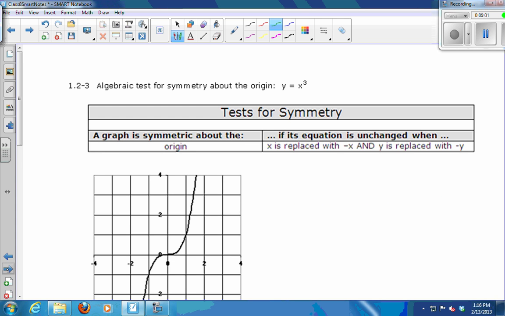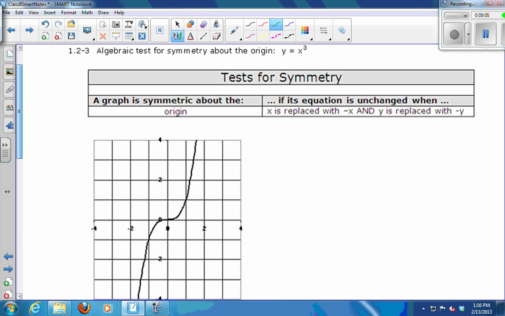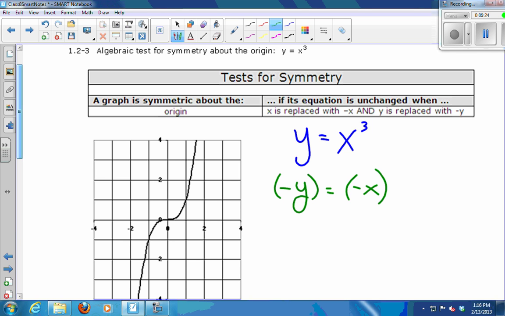All right. So now I'll show you the one for origin. We have y equals x cubed. We graph it. You see it definitely looks like it has origin symmetry. We're going to prove it with the algebraic test. Write down the original, y equals x cubed. Replace the y with a negative y and the x with a negative x. So the test for origin symmetry, you replace both of them.